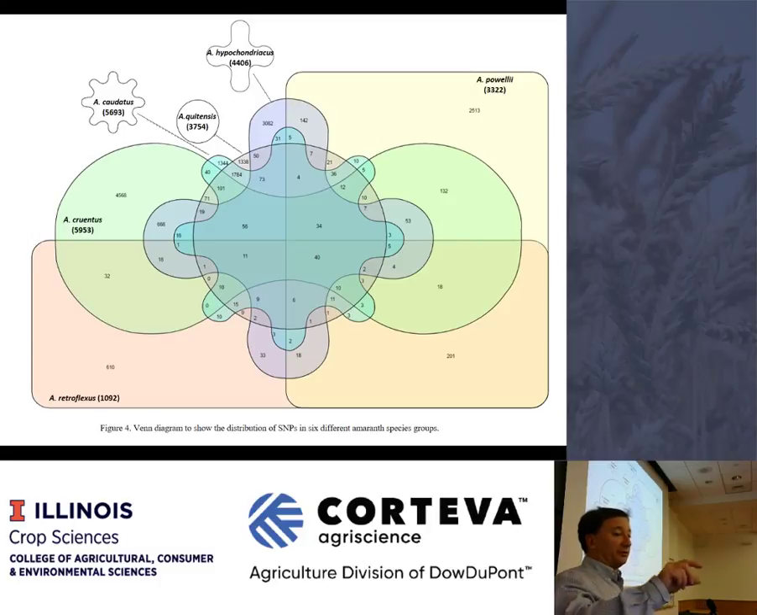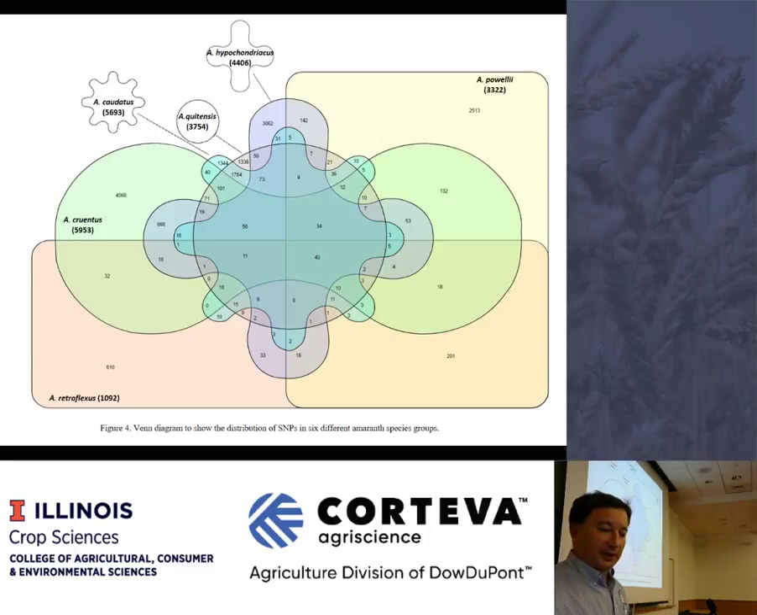The barbell in the middle is A. cruentus, and it gives a number of unique SNPs, which was close to 6,000 for A. cruentus, that distinguish it from all the other species and within the species itself.